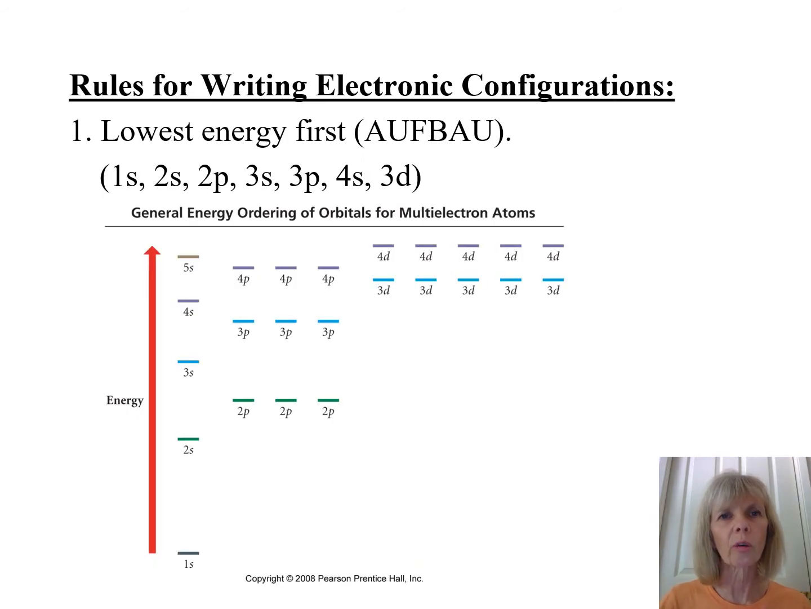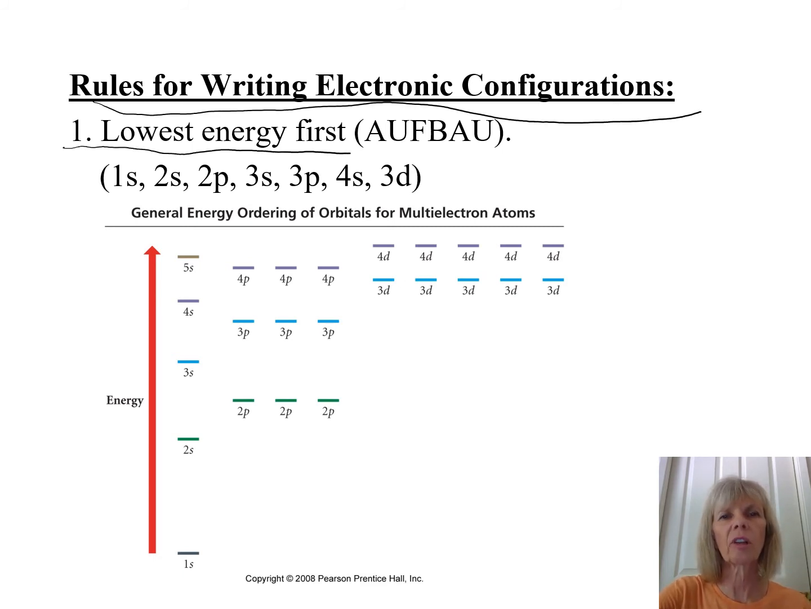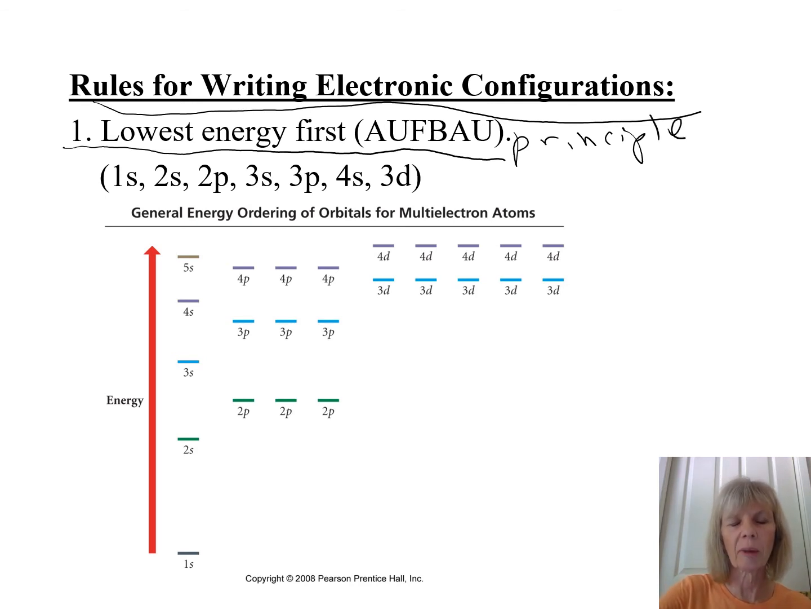Now we're going to go over the rules for writing electron configurations. The first rule says you're always going to put electrons in the lowest energy level first. This is known as the Aufbau principle. Depending on how many electrons you have, you're always going to start at the lowest energy level, which is 1s. So if I had 2 electrons, they would go in here. If I have more electrons, I would start filling them up.